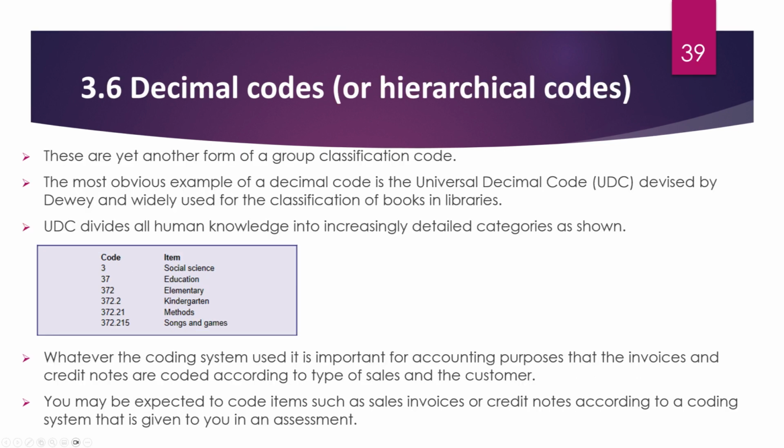.6 Decimal codes, or hierarchical codes. These are yet another form of a group classification code. The most obvious example of a decimal code is the Universal Decimal Code, UDC, devised by Dewey and widely used for the classification of books in libraries. UDC divides all human knowledge into increasingly detailed categories as shown.